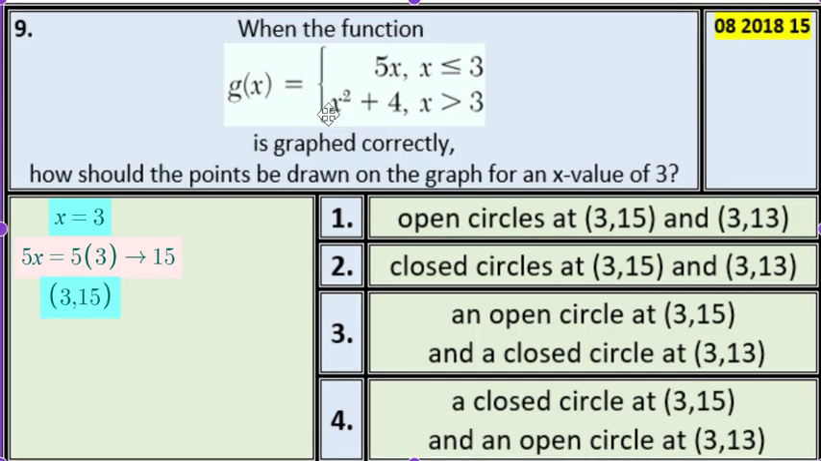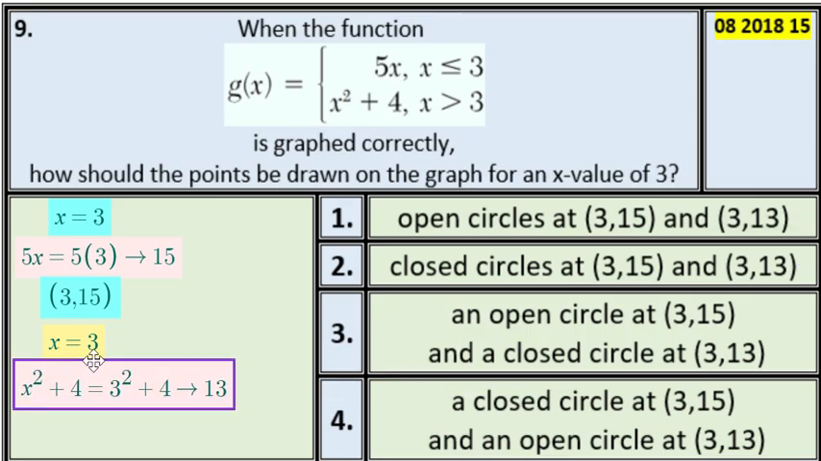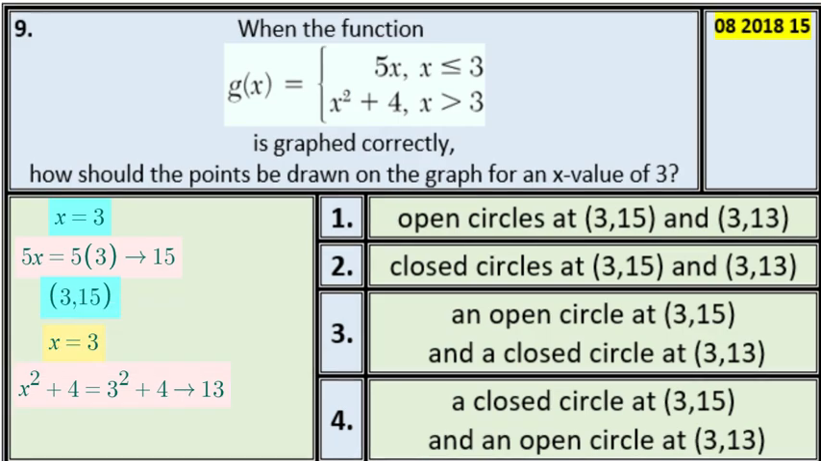Now we're going to do the second part of the function, x squared plus 4, and we're going to put that 3 in. So x equals 3 again, but this time x squared plus 4 is going to be 3 squared plus 4, and we get 13. So that's the point 3, 13.